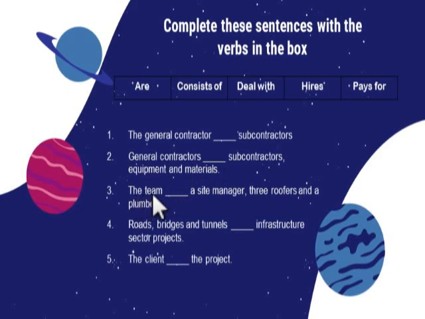And then number three, the team, blah blah blah, a site manager, three roofers, and a plumber. So what is the best verb to fill for this part? And then number four, roads, bridges, and tunnels, blah blah blah, infrastructure sector project. So what is the best verb for this one? And then the client, blah blah blah, the project. And for this part, which is the best verb from the provided verbs, okay. You can answer this part in your book.